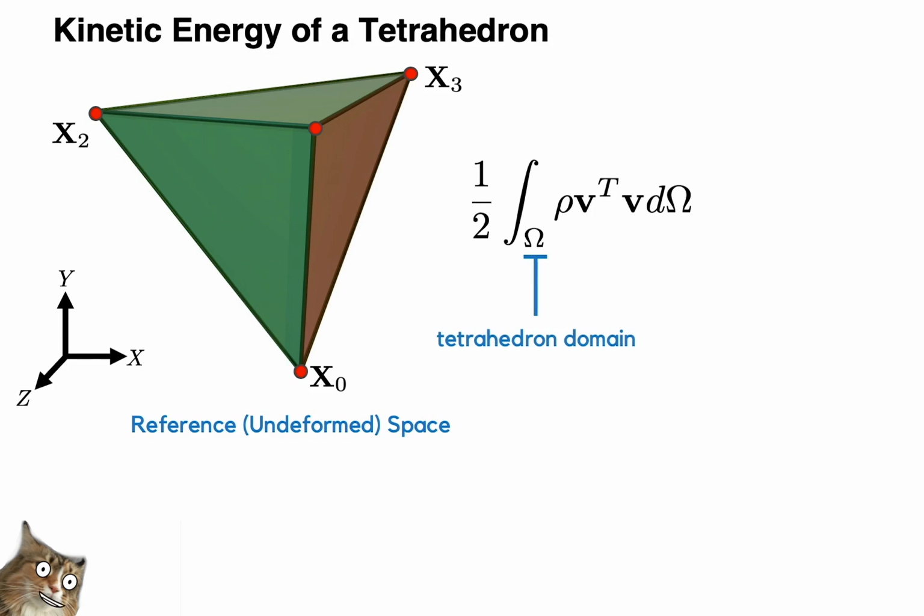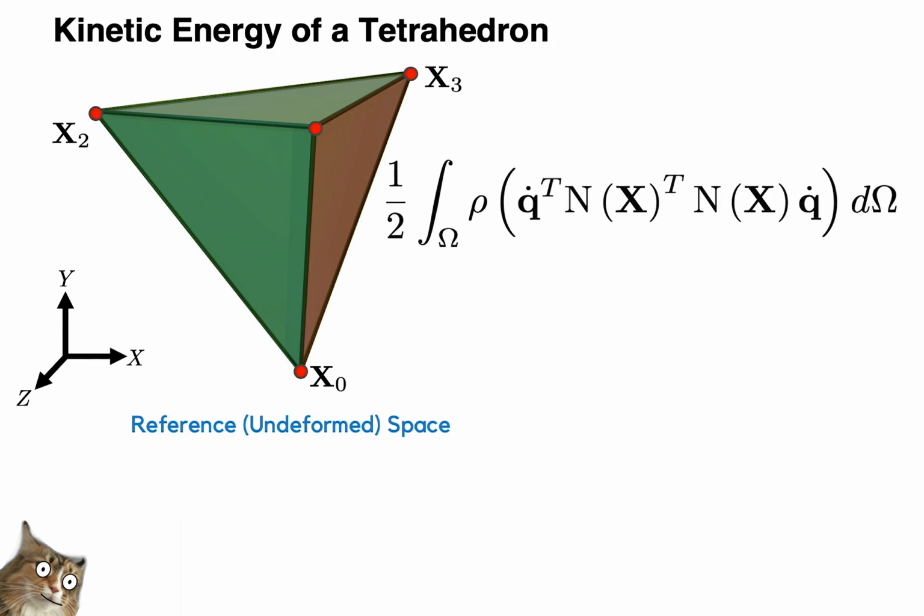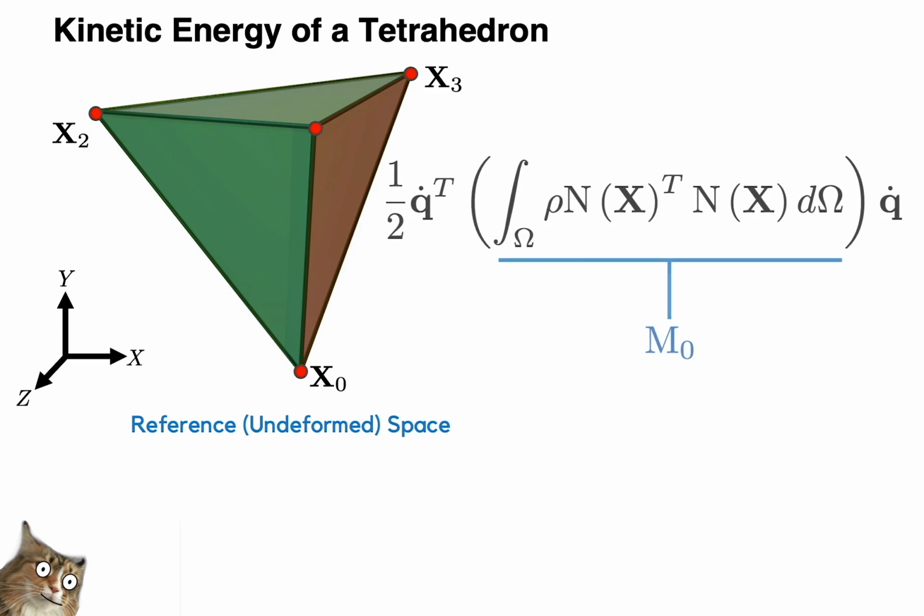Now we can substitute this definition of velocity into our kinetic energy formula. Note that q dot is not a function of the reference coordinate X, and so we can take this out of the integral. And the integral sandwiched between our q dots results in a 12 by 12 matrix, which we can call M sub 0. And this is the per tetrahedron mass matrix. The only thing we need to figure out is how to actually compute it.